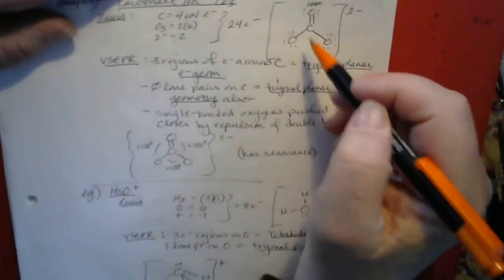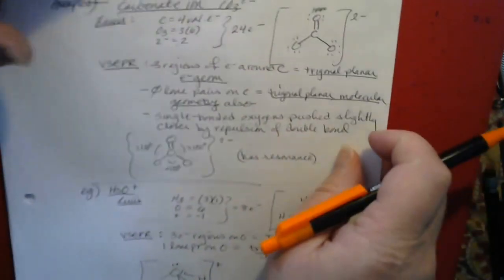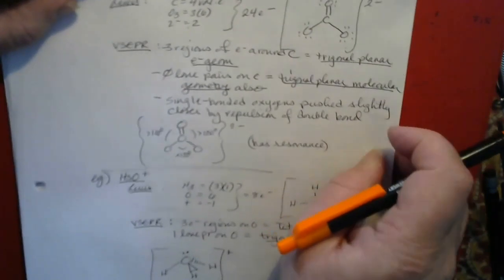Okay, and because I deliberately drew the oxygens about 120 degrees apart, the Lewis structure as I drew it is actually a pretty accurate representation of what the molecule or the polyatomic ion would really look like in this case, because it's flat.